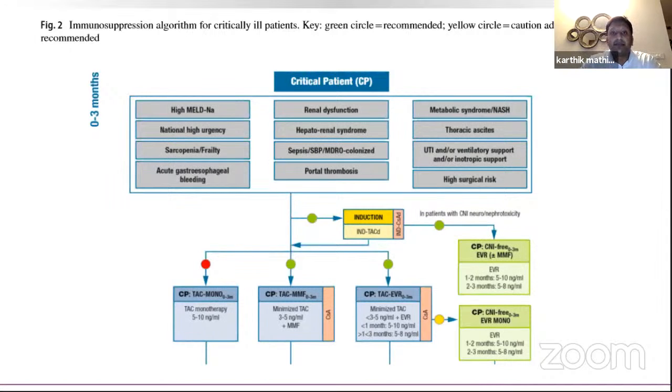So what are the critical patients? Somebody with a high sodium MELD, somebody waitlisted as high risk, people with sarcopenia and frailty, who had recent episodes of acute GI bleeding, or in the immediate post-op develop some kind of GI bleeding, renal dysfunction, HRS, sepsis, or recent SBP or a multi-drug resistant bug colonized anywhere, or portal vein thrombosis patients, and metabolic syndrome, thoracic ascites, UTI or ventilatory support, or any inotropic support going on, or any high-risk surgery for any other issues. So these patients are categorized as critical patients.